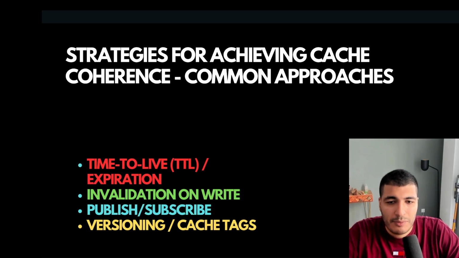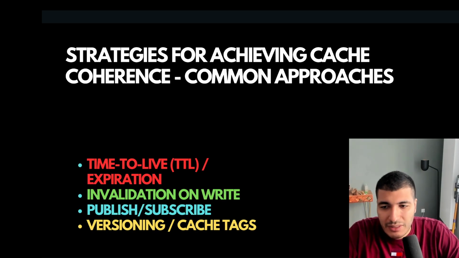Number three, publish and subscribe for distributed invalidation. Let's talk about how it works. In a distributed system, when data is updated, a message is published to a messaging queue like Redis Pub/Sub, or maybe Kafka, indicating that a specific data item has changed. All cache nodes or services that hold a copy of that data subscribe to these messages, and upon receiving one, invalidate their local copy. The coherence aspect: ideal for distributed caches, allowing near real-time invalidation across many servers. It decouples the writer from the invalidator.